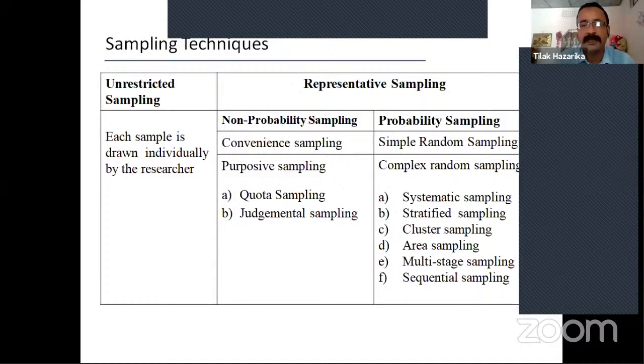And cluster sampling and area sampling are based on clusters. Area means we demarcate certain areas. Multi-stage sampling is again a very complex thing we have to understand. I am skipping all these things. Sequential sampling is the same. We have to have some basic understanding, but let me confine my discussion to stratified sampling and cluster sampling only.